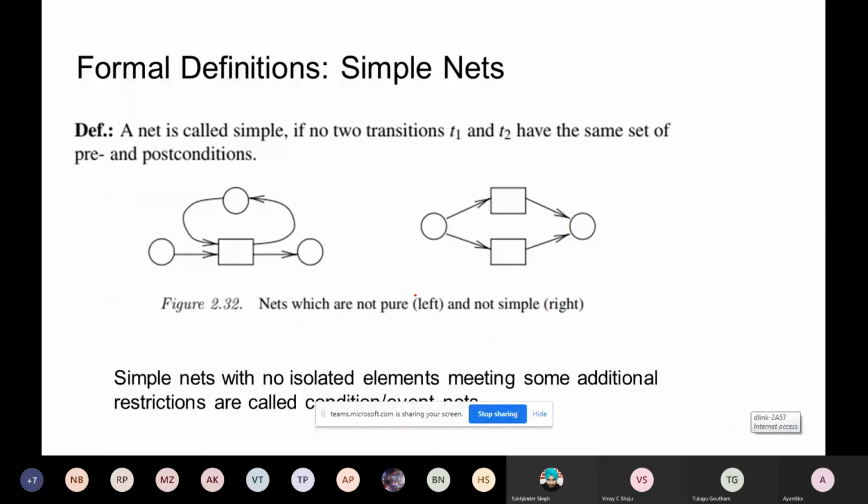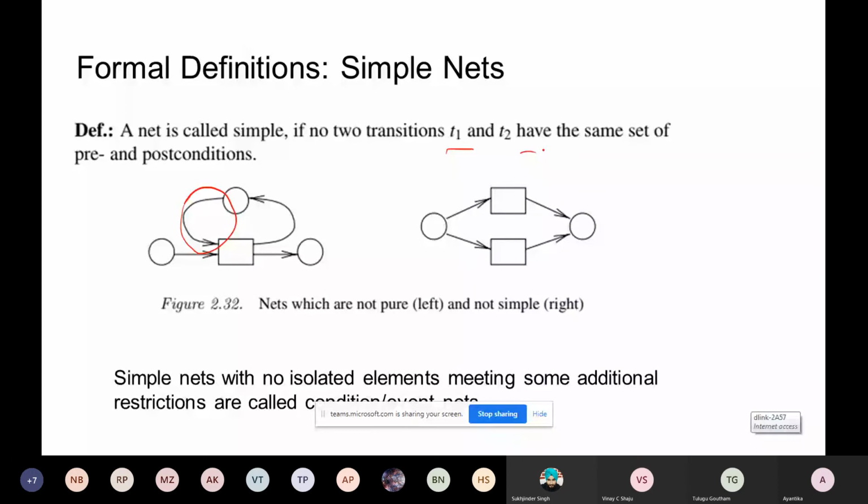Now, what does it mean? Just take this one example. This is very simple, and you will understand that. In this case, it is called simple if no two transitions have the same set of preconditions and post conditions. Maybe you can consider this is one transition. Maybe there are two transitions, T1 and T2. If they have the same set of preconditions and post conditions, then we cannot call them simple.